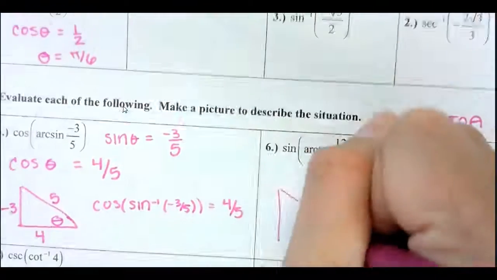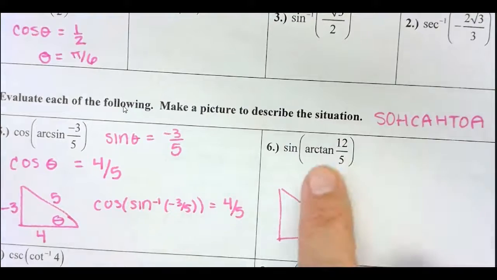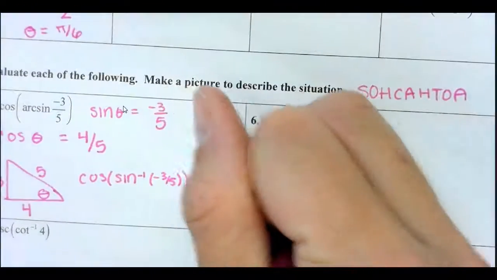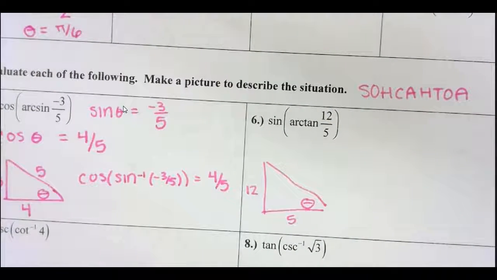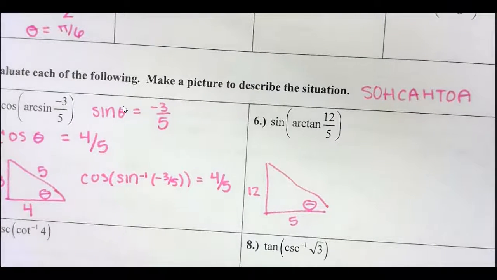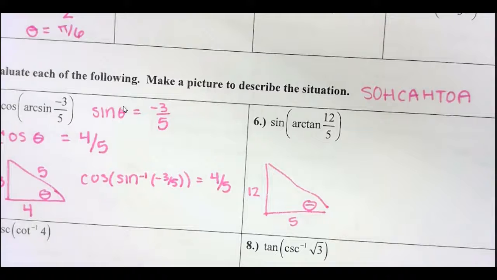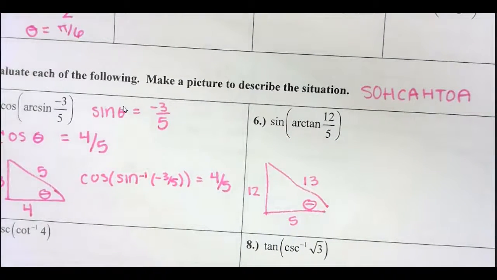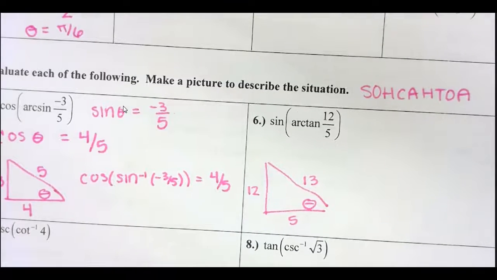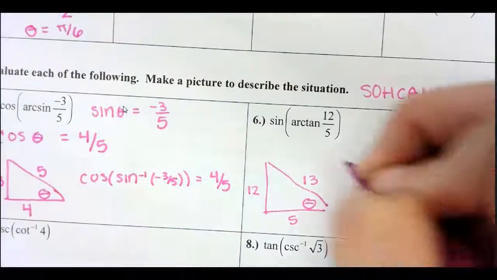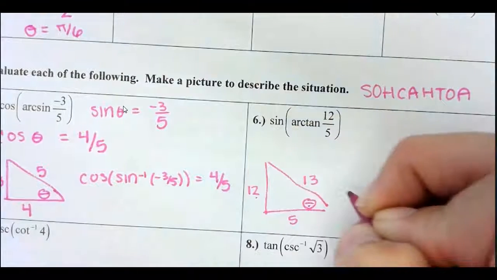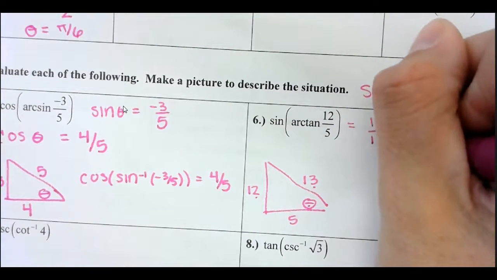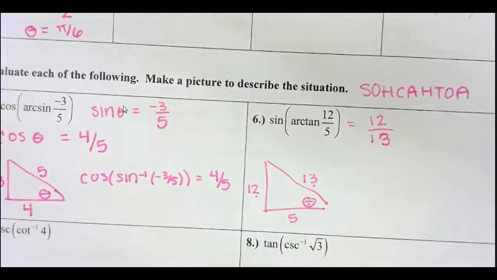So again, here you would draw your triangle. Tangent is opposite over adjacent. So you'd have your 12 and your 5. And 12 squared is 144. Actually, I think it's 13. 5, 12, 13. Yes, it is. That's a Pythagorean triple. And then sine of theta is opposite over hypotenuse. So your answer is just 12/13.